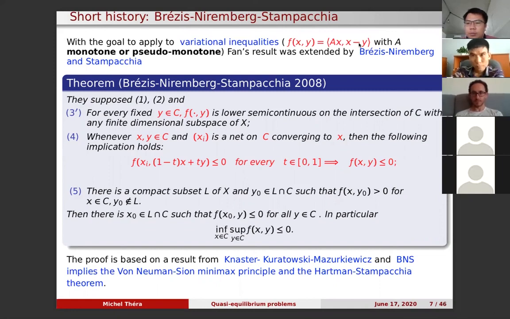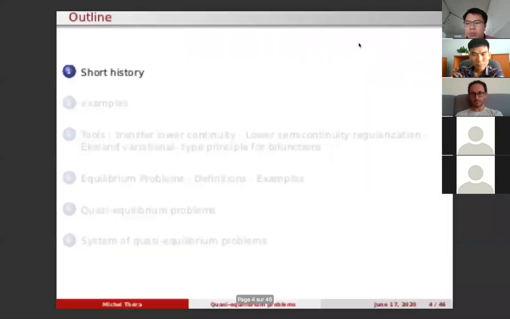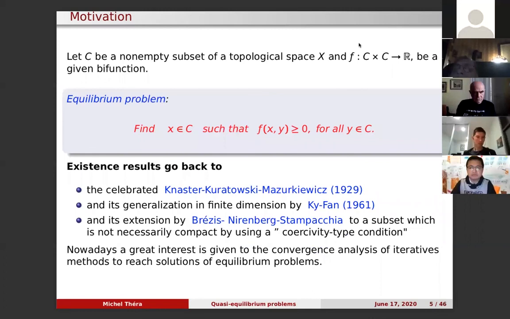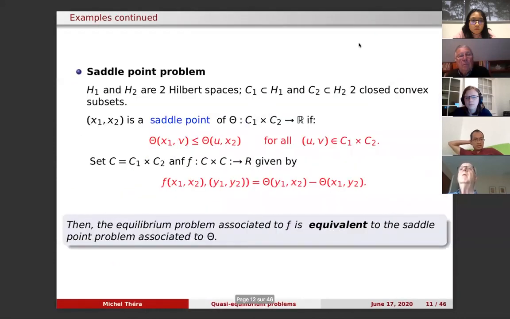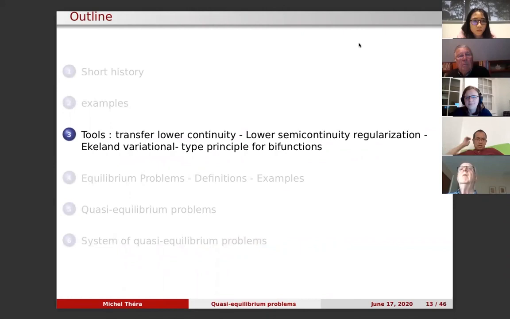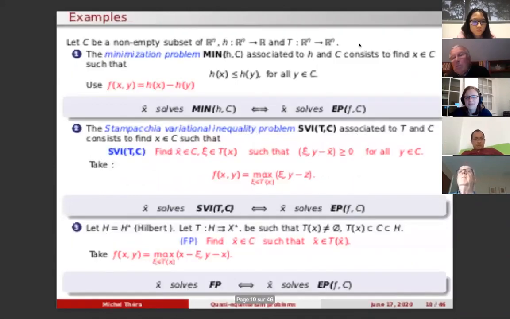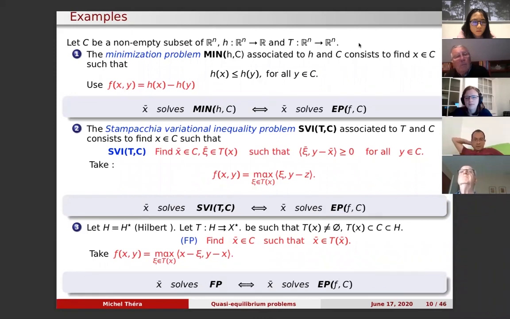Yes, in the example slides, Michel gave an example. If you go back to the second or the third slide. Here it is, the second one. Okay, that's right. SVI. So here the EP problem is the generalization of point-to-set VI. Exactly.